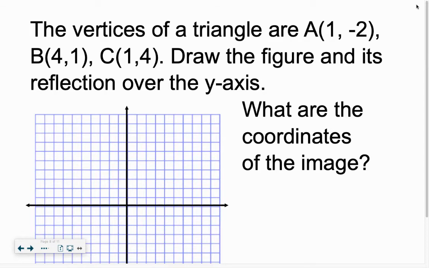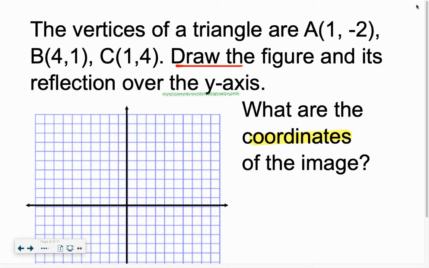One last one. The vertices of a triangle are A(1, -2), B(4, 1), C(1, 4). Notice again, draw the figure, reflect it over the y-axis, and then it says, what are the coordinates? A couple of things we have to do. Starting at the top, draw the figure.